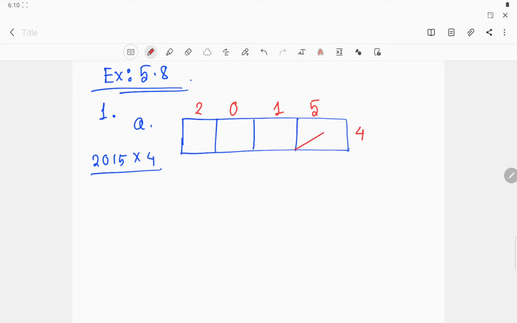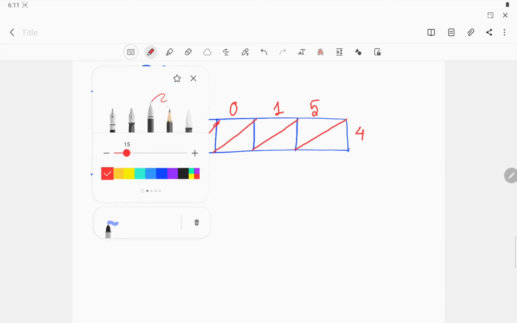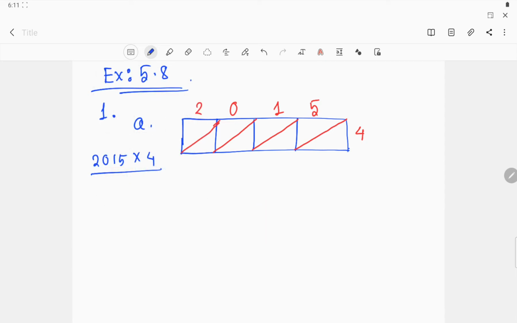Now draw the diagonals. Okay, I have drawn. Now we have to do multiplication. So you have to start from the 4. 4 5s are 20. 4 1s are 4, that is 0 4. 4 zeros are 0, that means double 0. 4 2s are 8, that means this. Now you have to add the numbers along diagonals.